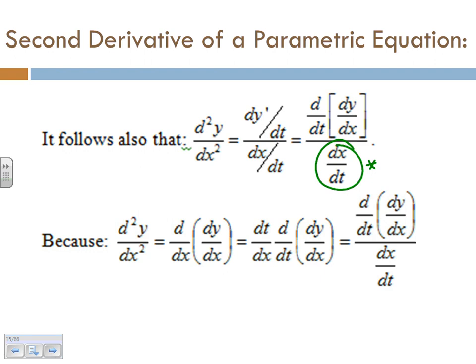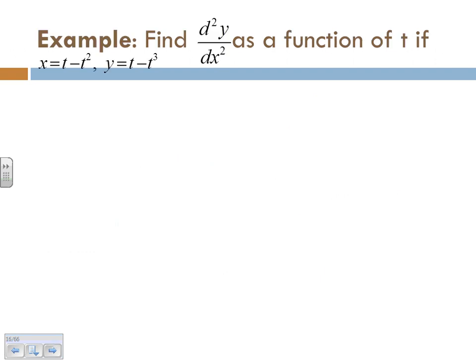Okay, move on. Let's do an example. I'm going to find the second derivative as a function of t if I have x equals t minus t squared and y equals t minus t cubed. The first thing I'm going to do is find these individual components, dx dt and dy dt.